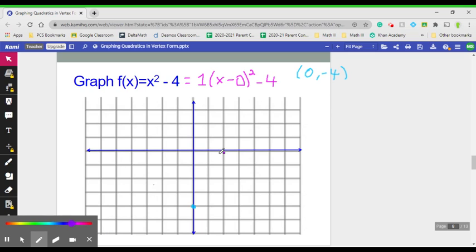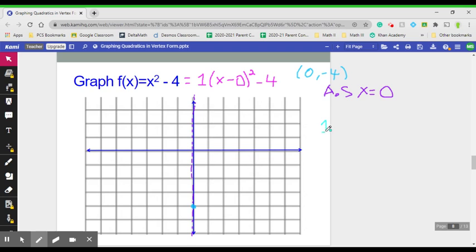Our axis of symmetry, and we can even write axis of symmetry is x equals 0, right at the x part of our vertex. So I can draw that down the center of my graph right here. I need to find at least one point on each side. So maybe what I will do is find x = 1 and x = 2 to make it easy on myself.